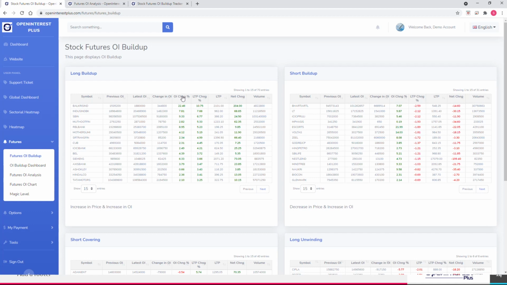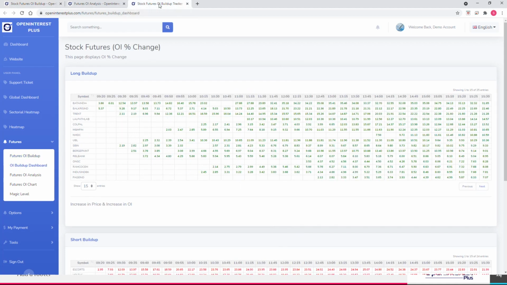We need the entry into the stock to be at the right time. It is not that we come to this page at 3 o'clock and see that Balakrishna Industry has 22.46 percent OI change, so let me go and buy this stock. That's not the way. Or let's say IndusInd Bank is at 7.81 OI change percentage, and that's not the right way to immediately jump in. The timing has to be perfect. That is the reason I came up with this OI buildup tracker, or the dashboard.